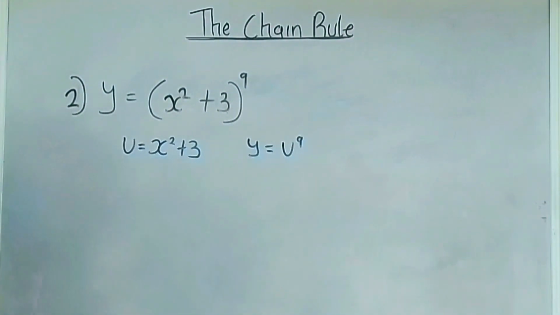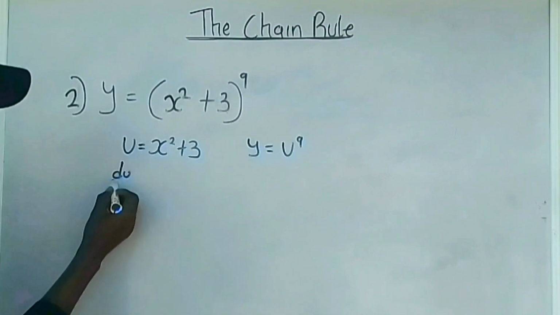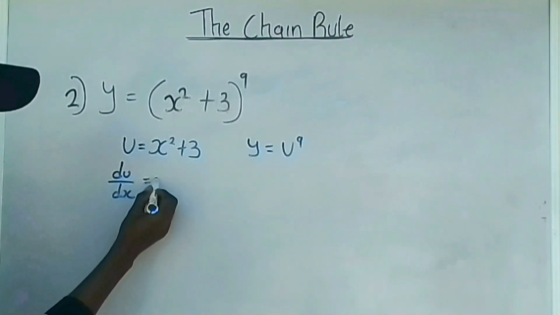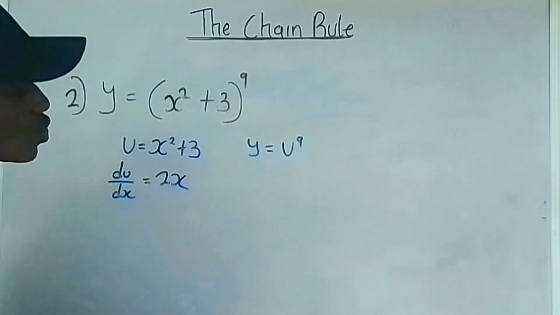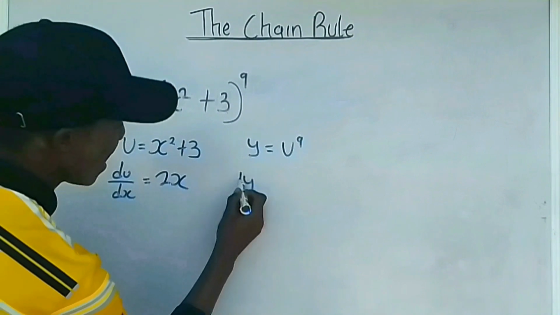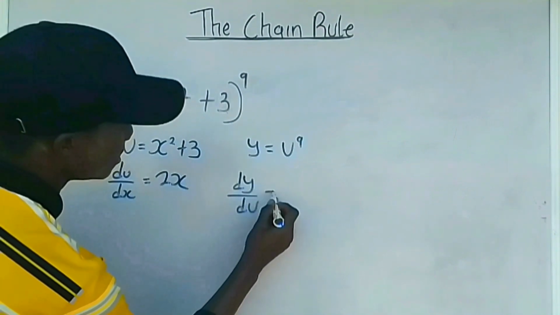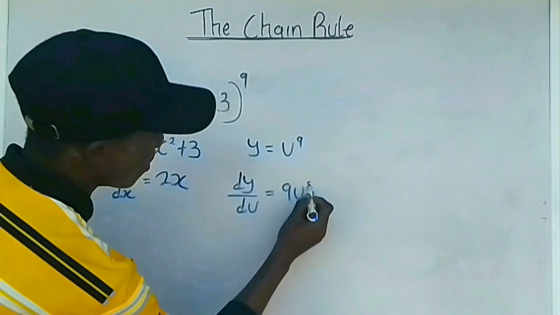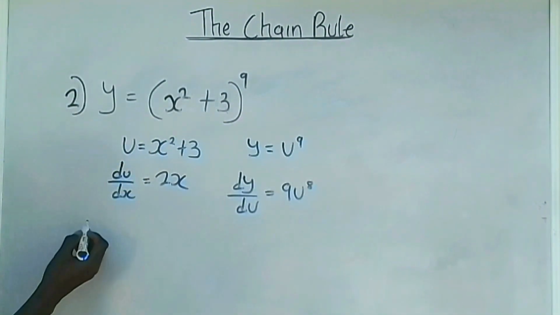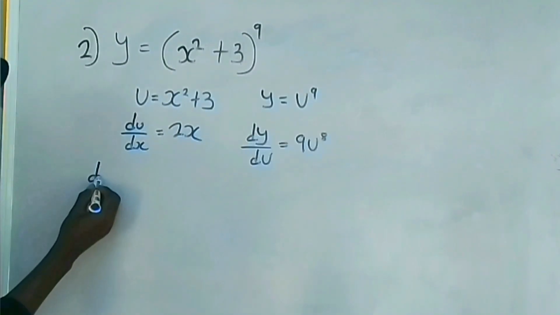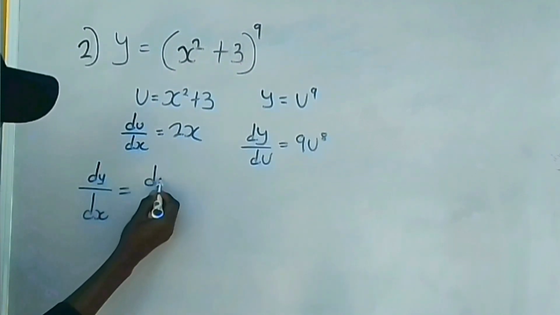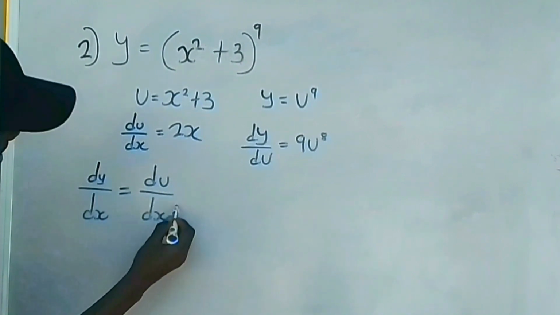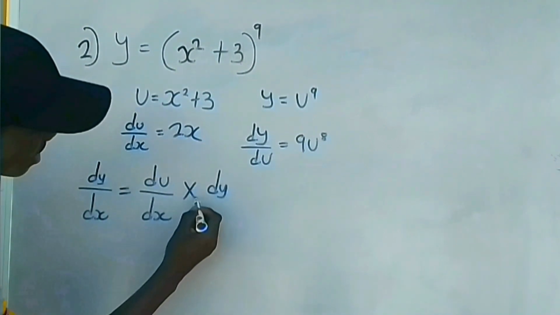Now the second step is to differentiate the inner function and the outer function. So I'm going to have du/dx is equal to 2x. And then we want to differentiate this outer function, y equals u raised to the power of 9. dy/du is equal to 9u raised to the power of 8. So don't forget, from the chain rule formula, dy/dx is equal to du/dx multiplied by dy/du.